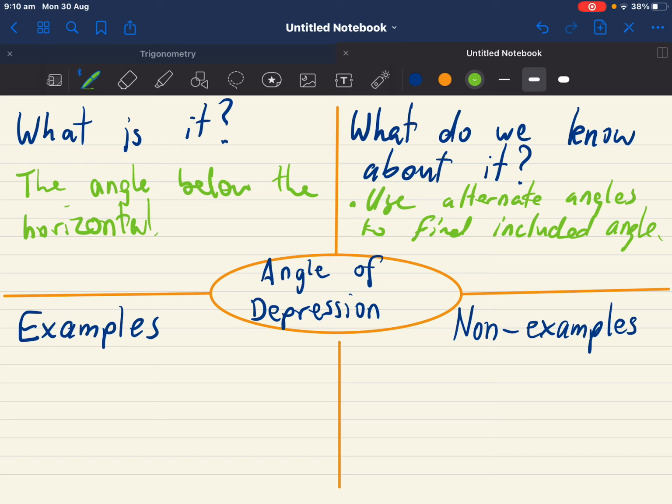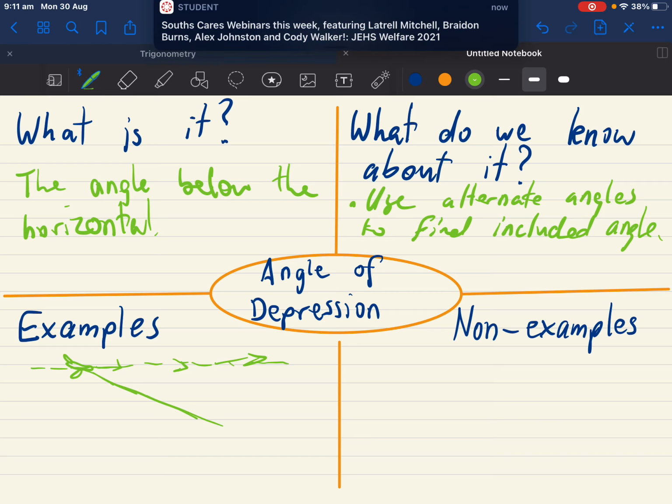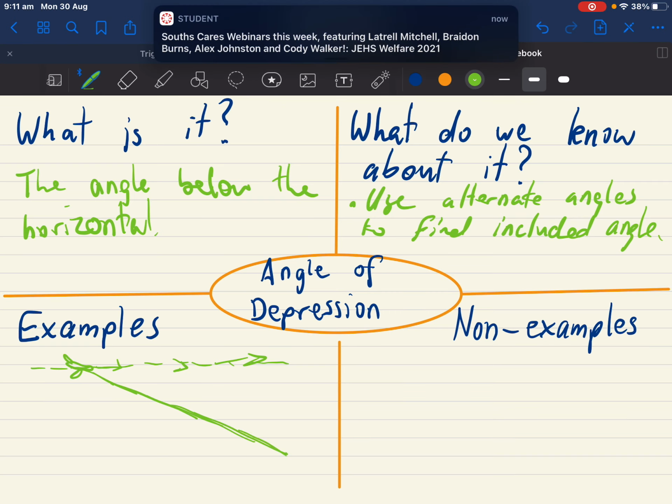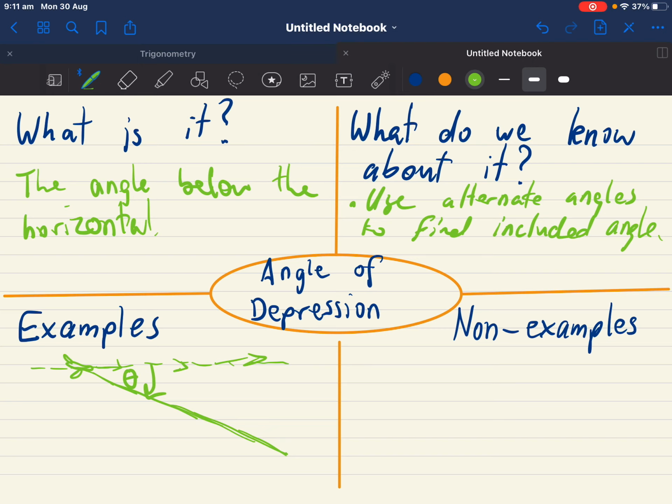For my example, let's have a look at an angle of depression. Let's say we've got the plane, it's flying along nice and straight, gets to this point right here. There it is. If it continued going straight, as you can see, it would continue going across. But instead, the plane's going to land, so it starts coming down. This here, this angle below the horizontal, is the angle of depression. Right, so that's my example.